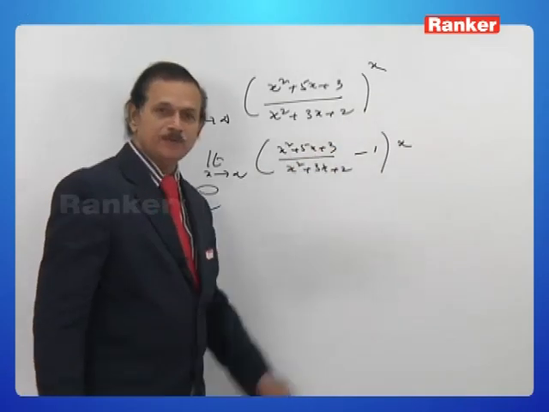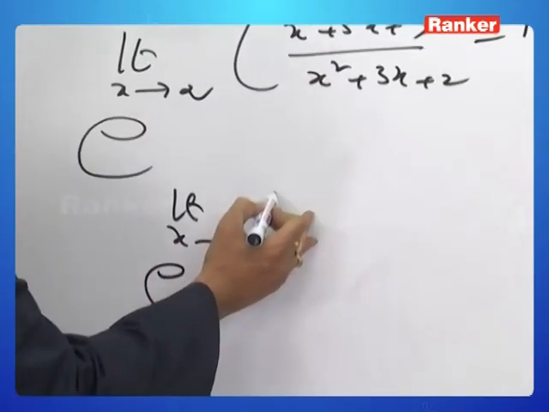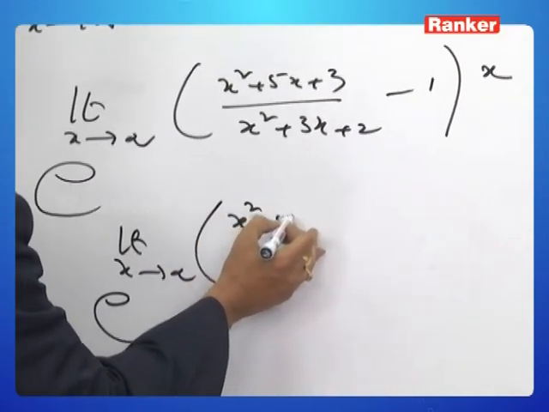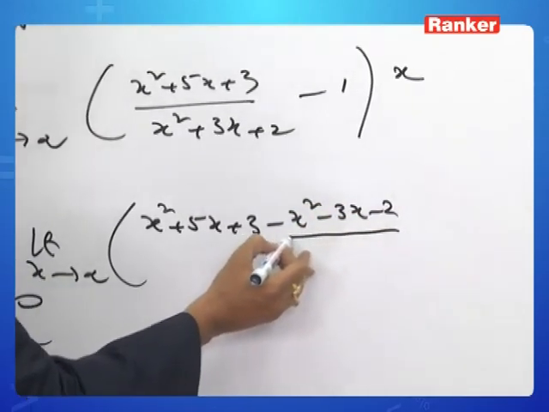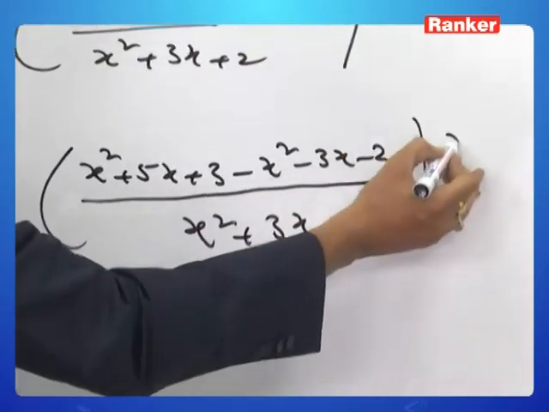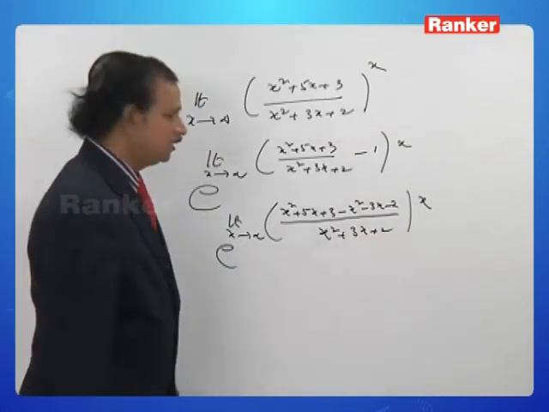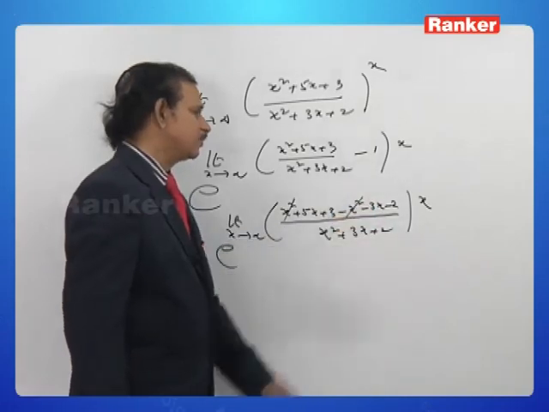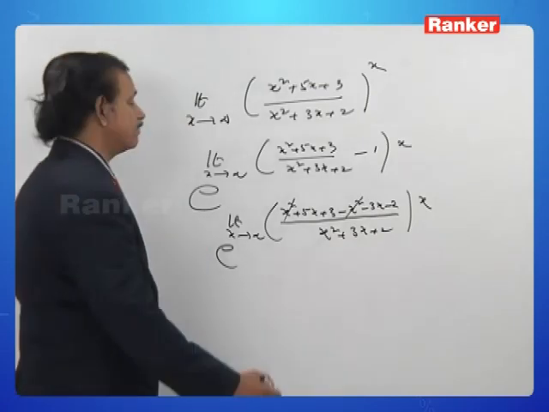f of x minus 1 into g of x. So that it is e power limit as x tends to infinity of x square plus 5x plus 3 by just considering the LCM. You cancel x square, 5x minus 3x is 2x, 3 minus 2 is 1, so it is 2x plus 1. 2x plus 1 into x is 2x square plus x.